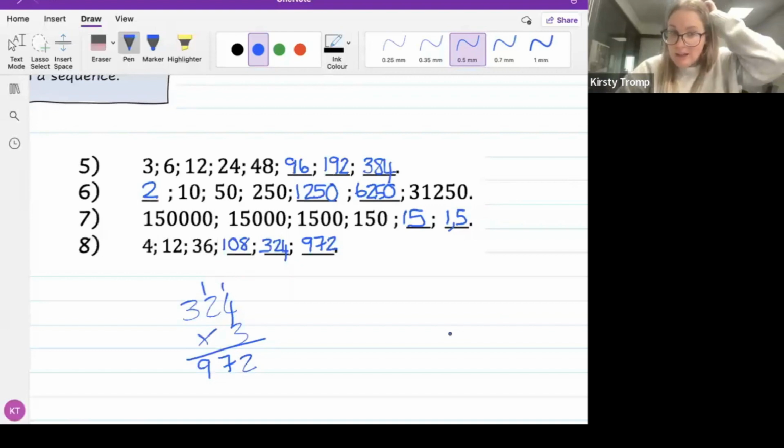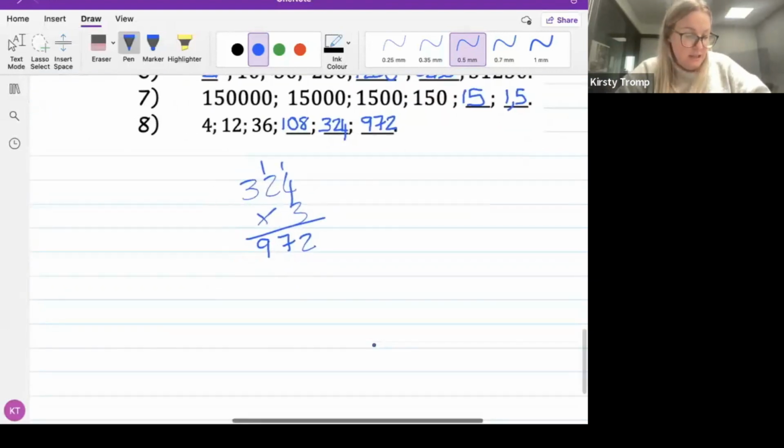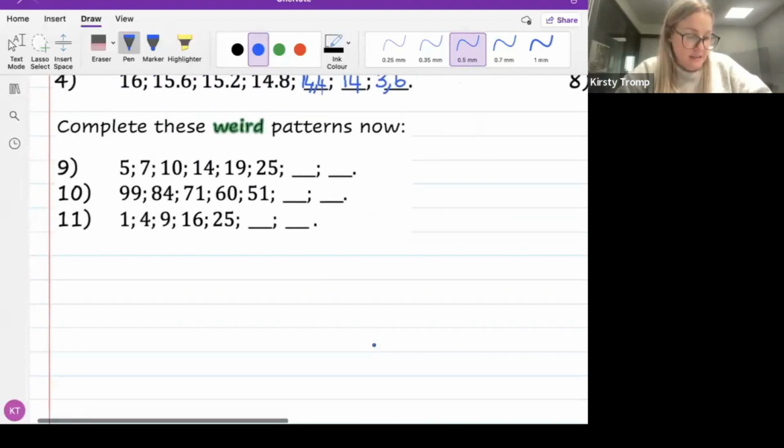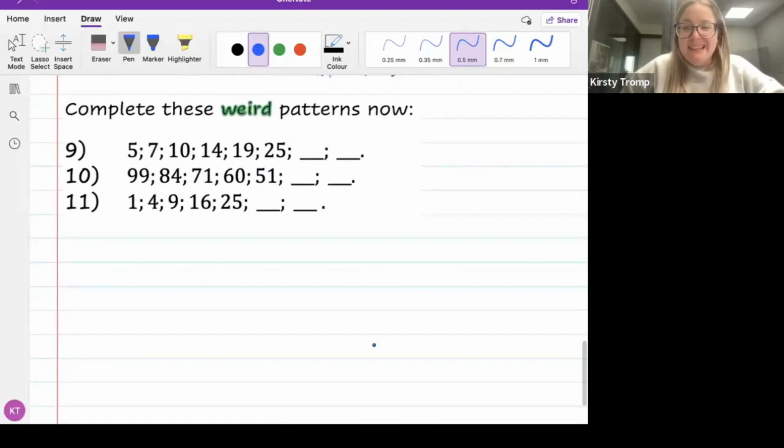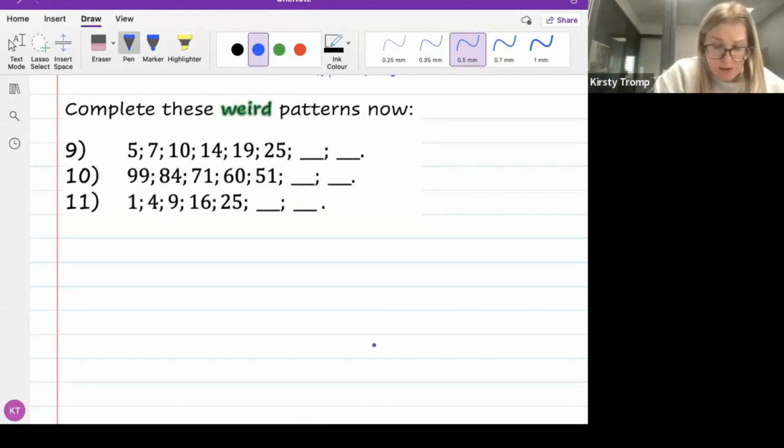All right. Okay, last question for tonight. It says, complete these weird patterns. So let's finish off with some weird ones. Because they're telling us they're weird, let's go have a look at why they're weird.